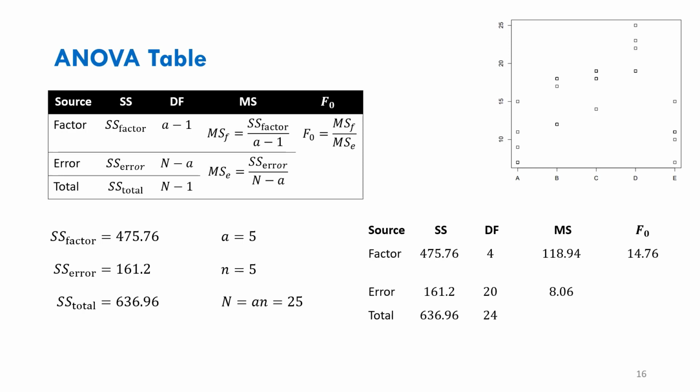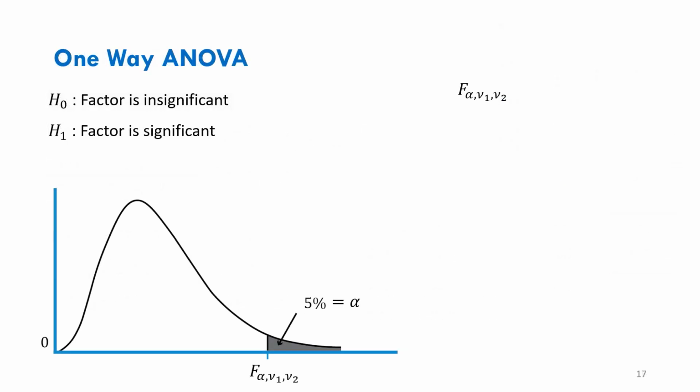The mean squares can be found by dividing sum of squares by degree of freedom. Finally, we can get the F value by dividing mean squares of factor by mean square of error, and it is found to be 14.76. So after getting the F value, we have to formulate the hypothesis. First, we have to go with the null hypothesis, that is, the factor is insignificant. On the other side, an alternative hypothesis can be set, which is the factor is significant.